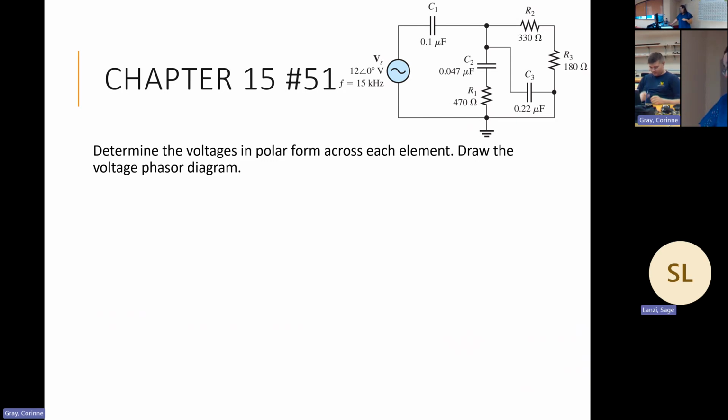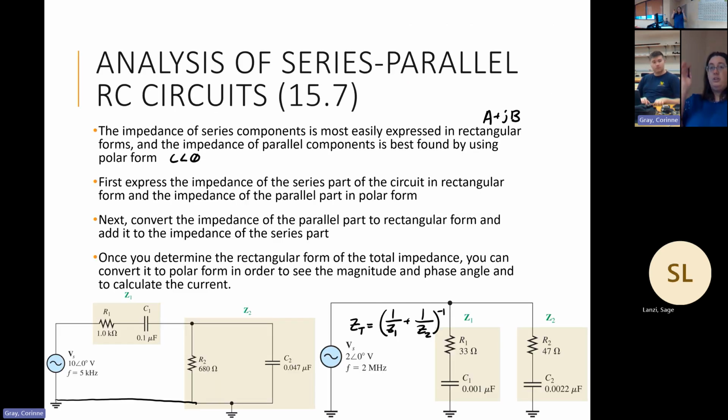In general, in this class, you will probably have the parallel to deal with first. Convert that into a Z value in whatever method you're comfortable with. That will probably pop out in polar. Convert it to rectangular, add it to the series. Did that answer your question?